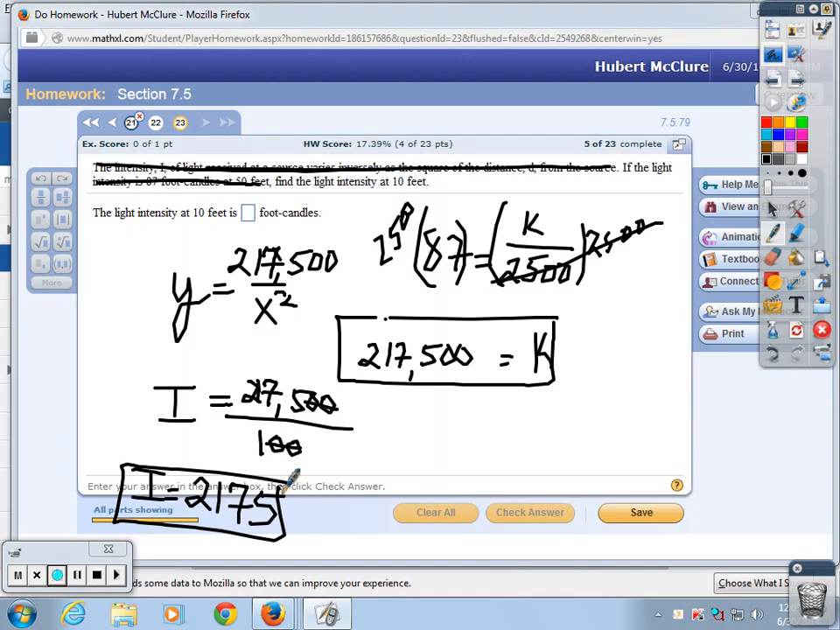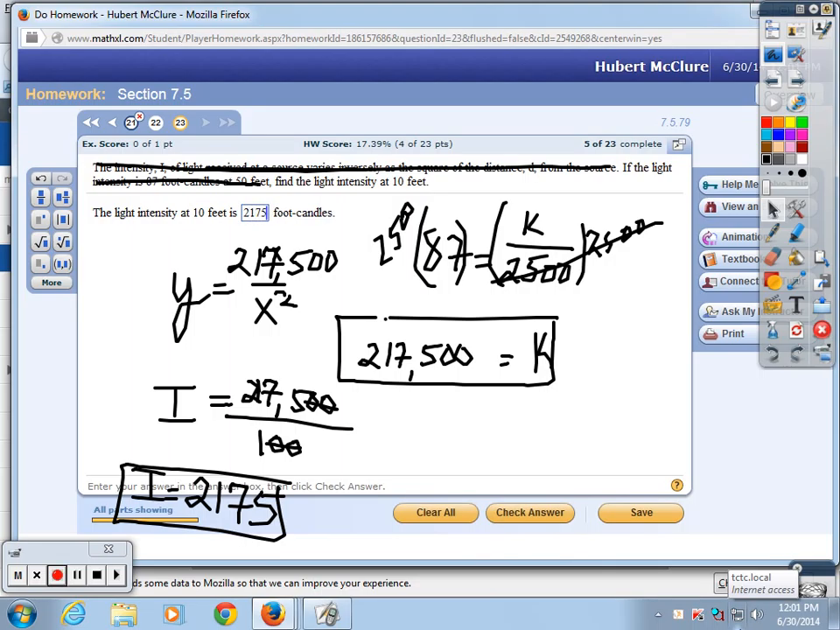Well, you did for that big number over there. So, the light intensity at 10 feet is 2,175. What? Candles? Yep. 2,175 foot candles. That's crazy. Well, that's how light works. If you ever buy a big floodlight, it's measured in foot candles, or candlelight power is what they call it.